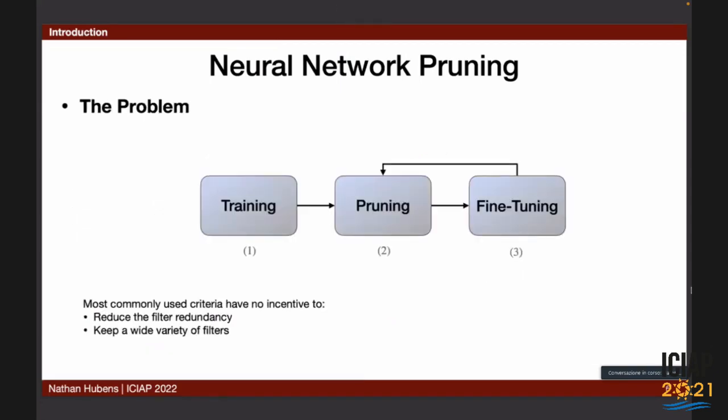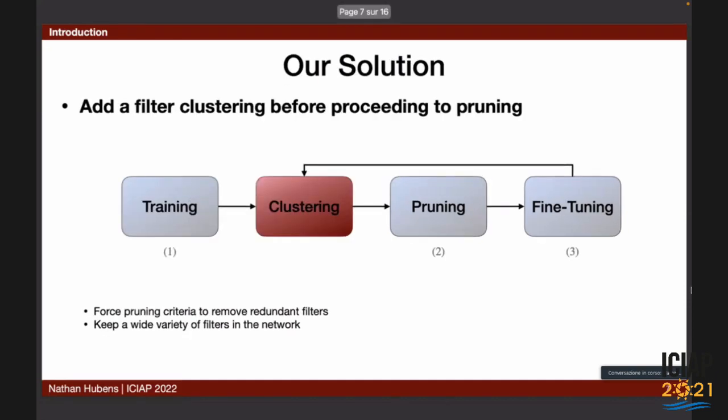So the main problem that we want to tackle is that in the regular pruning algorithm, the most commonly used criteria has no incentive to reduce the filter redundancy and to keep a wide variety of filters. Indeed, if two similar filters have the same norm, L1 norm, for example, both of them will be either kept or removed, regardless of their individual role in the network.